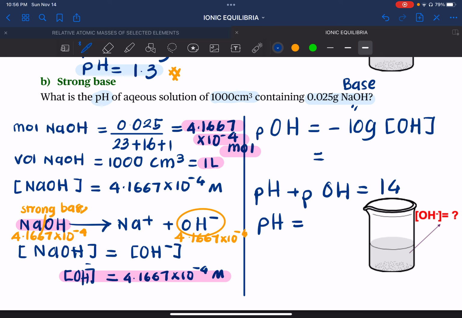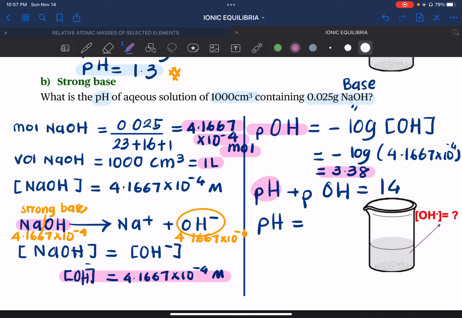Okay guys, so cuba negative log OH minus tadi berapa? 4.1667 exponent negative 4. Okay, cuba tekan the calculator. Dapat berapa? Okay, you should get pOH equals to, ambil dua saja tempat perpuluhan. pH kita tidak kira sampai macam contoh 4, 2 pun dah cukup. Okay, so basically pOH dia adalah 3.38. Tapi soalan nak pH kan? Yang kita cari tadi pOH.